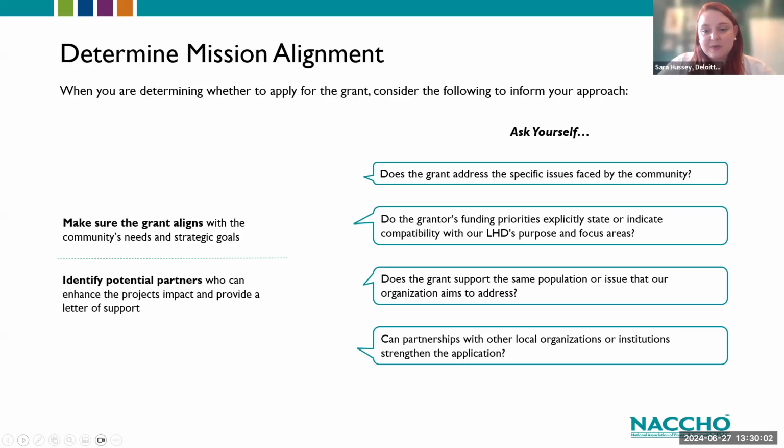Is this addressing the specific needs faced by my community, faced by my stakeholders? Do the funding priorities explicitly state or indicate compatibility with our subject matter and our mission? And are there specific things around the populations that this funding is intended to serve, or other things that we'd like to address?